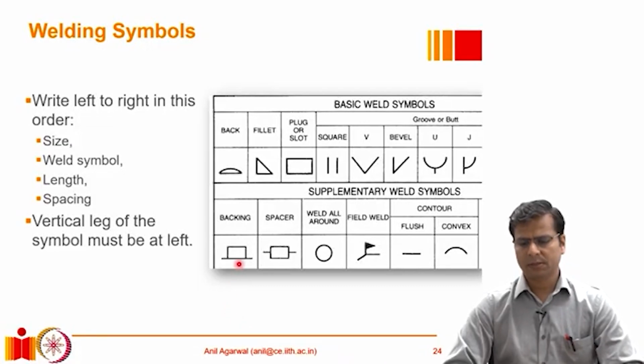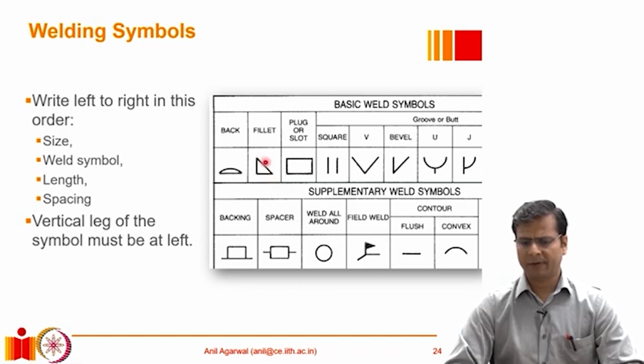There are various symbols that are used to represent different types of welds in engineering drawings. We will see through some examples. So basically, first we draw an arrow. We mark the weld location. From there, we draw an arrow. And then on that arrow, we put various symbols. Some of the important symbols that are marked here are of importance for us.